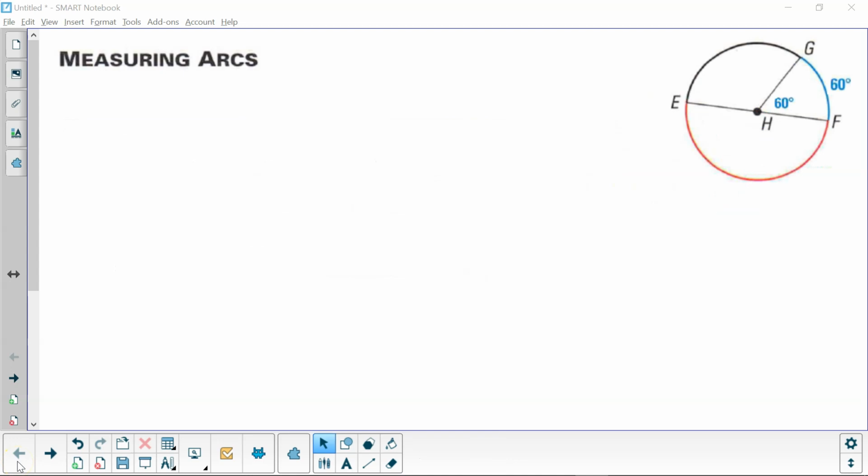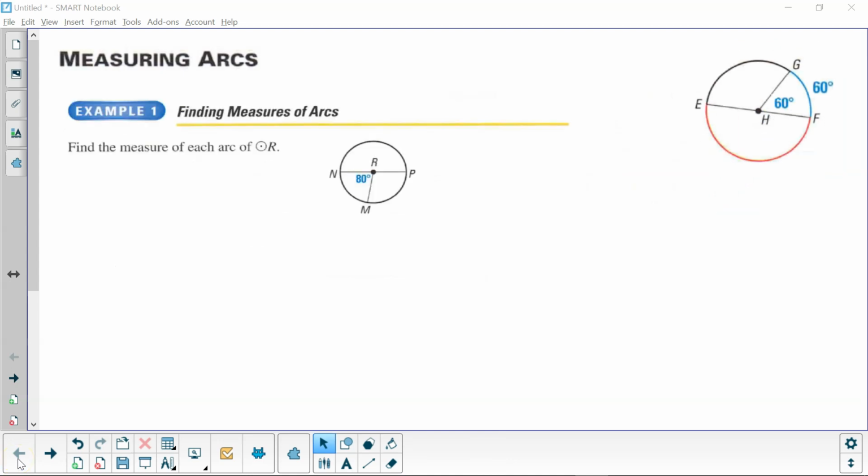I'm going to put our diagram up in the corner, just so we remember that the central angle is equal to its arc. Find the measure of each arc of circle R. Well, let's begin with arc MN. Arc MN is the arc that is intercepted by the central angle. Therefore, it is going to be equal to that central angle, 80 degrees.